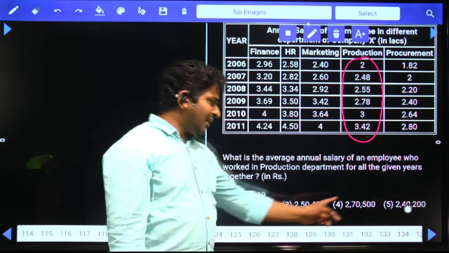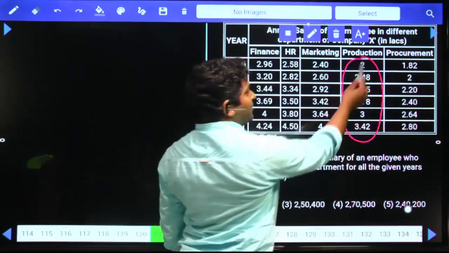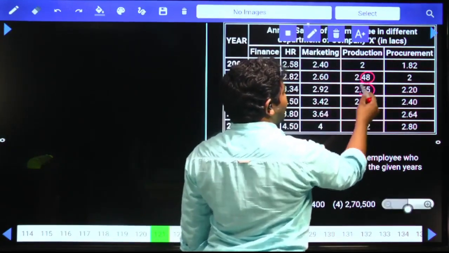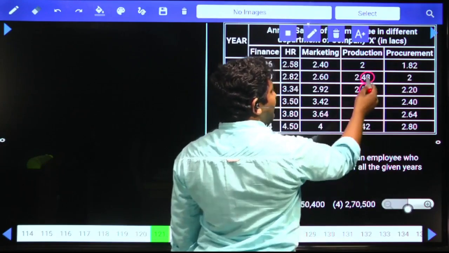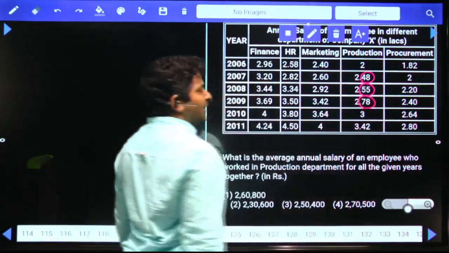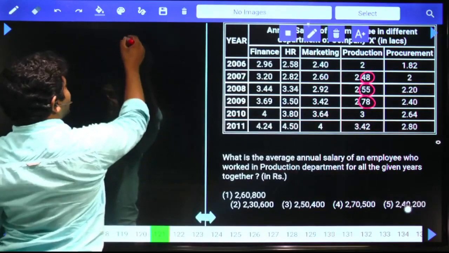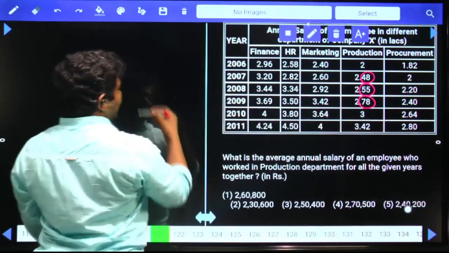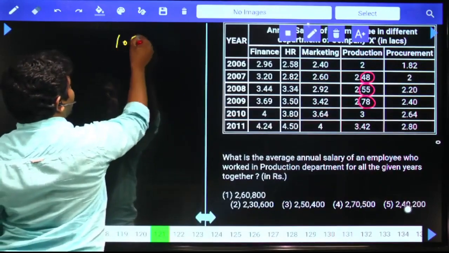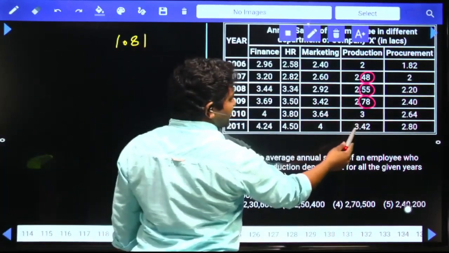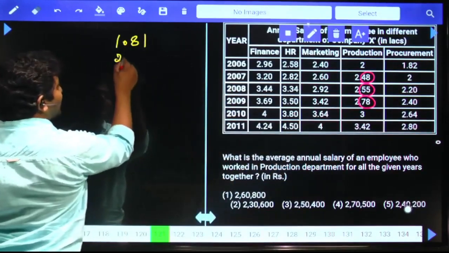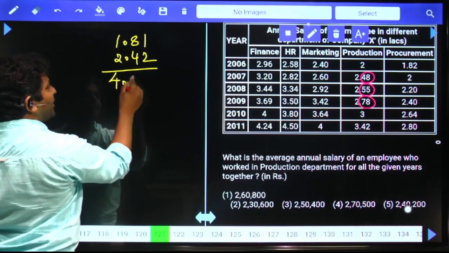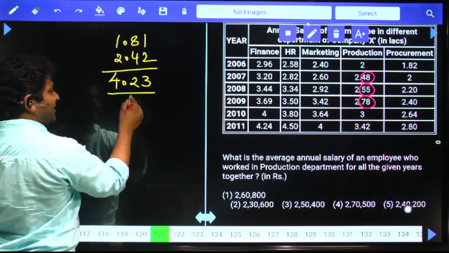All the values are starting with 2 lakh only. So apart from 2 lakh, how much extra we have? That's our concentration. 48,000, 55,000, 78,000. 48 plus 55 is 103. 103 plus 78 is 1.81 lakh. This is 1 lakh more, this is 1.42 lakh more. That is equal to total 2.42 lakh more. Finally, we have 4.23 lakh more divided by 6.